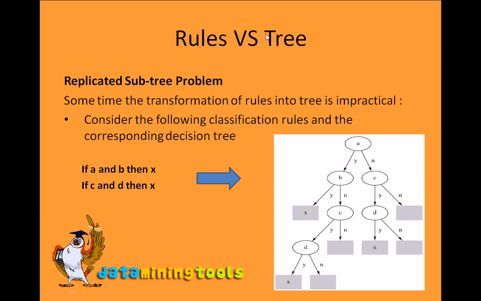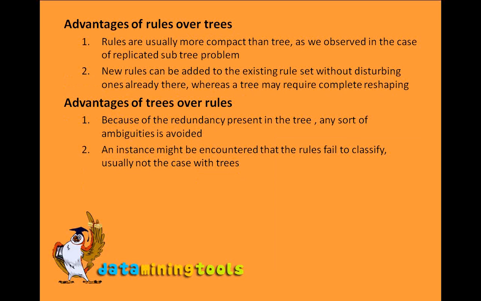Moving ahead, now we will compare rules and trees. We'll talk about a problem called the replicated subtree problem. Sometimes the transformation of rules into trees is impractical. Let's consider the following classification rules: if A and B, then X; if C and D, then X. These are pretty simple classification rules, but if you map them in the form of a decision tree, we get the following decision tree. Now the problem with this decision tree is that you can see some subnodes of the tree are replicated. For example, the D node, as you can see, it's marked gray over there, it's replicated twice in the same tree. So this type of problem is called a replicated subtree problem.